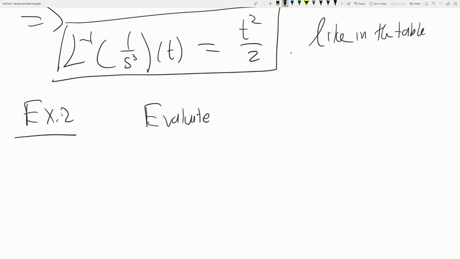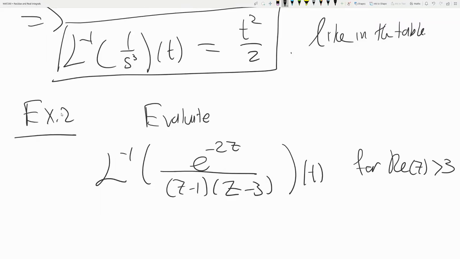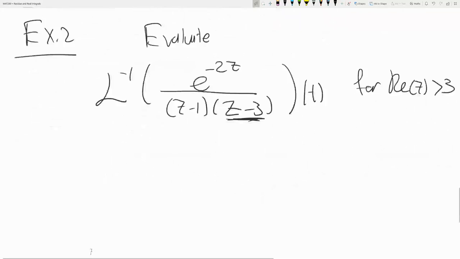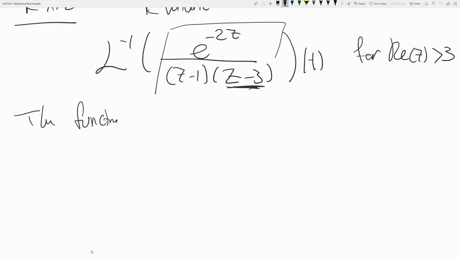So evaluate the Laplace inverse of this huge guy, e to the minus tz, or s, we can write either, doesn't matter. So find this function where we take the real part of z to be bigger than 3 because of this factor on the bottom. All right, good. So let's check. First of all, the function is this. This is f.